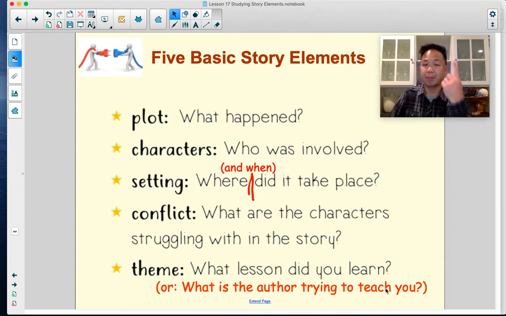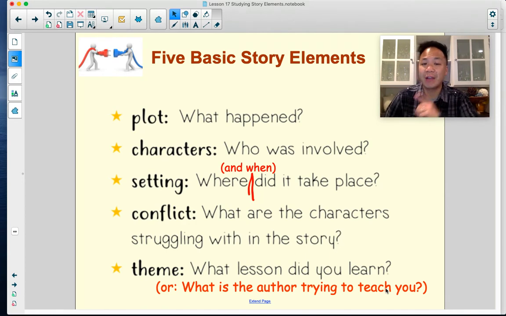So the author uses 5 basic story elements. These things: the plot, what happened; the characters, who was involved in that thing; the setting, where and when did it take place. Did it take place in a spaceship in the future? Did it take place in the Revolutionary War? Did it take place today in a regular school?